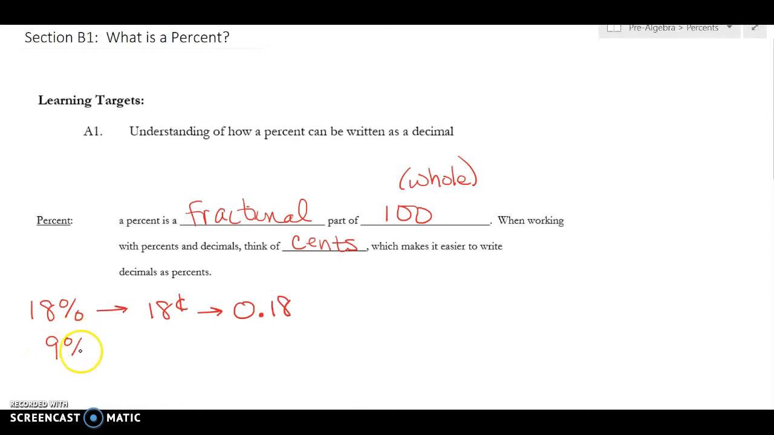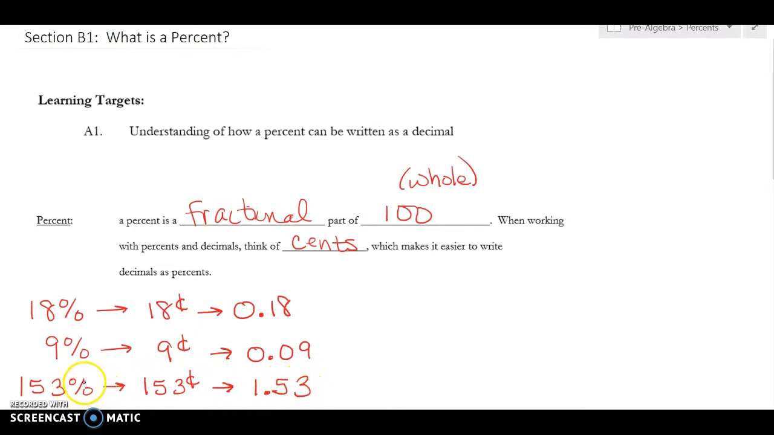All right, if I have 9%, that's the same as saying I have 9 cents. Well, 9 cents is 0.09 because I only have 9 pennies. Well, sometimes I have more than 100. So let's say I have 153%. Well, 153% is $1.53, but it's also 153 pennies. And so 153 pennies is written as $1.53. So whenever you have a whole part, a whole 100 or more, that's the whole number in front of the decimal.